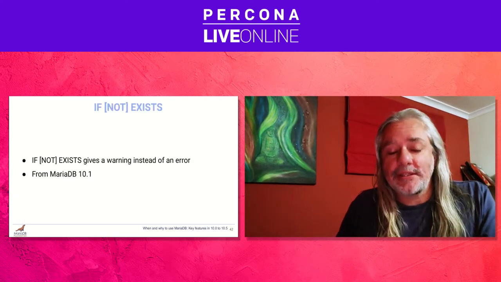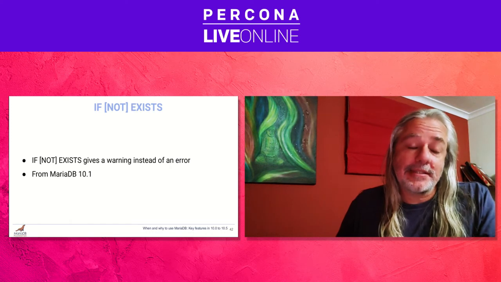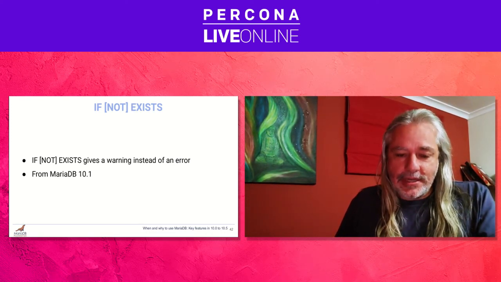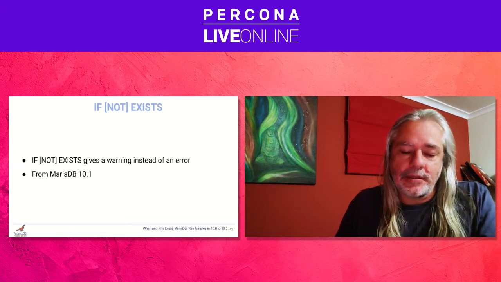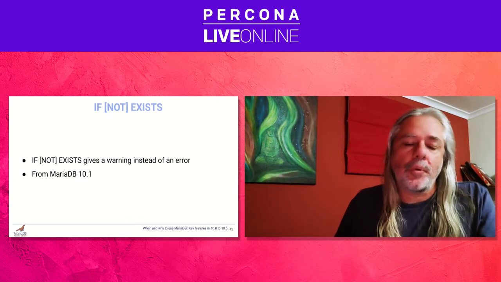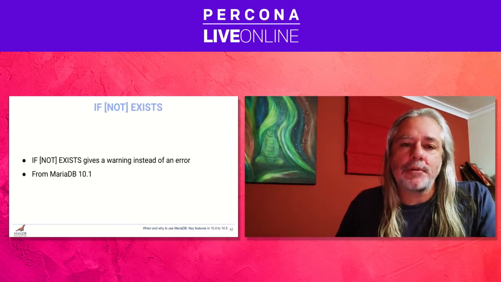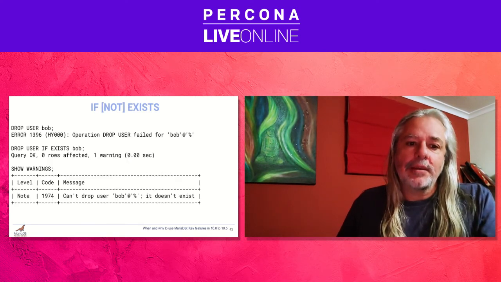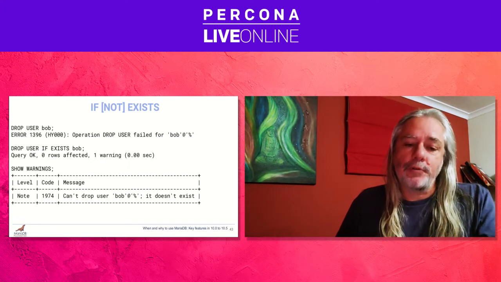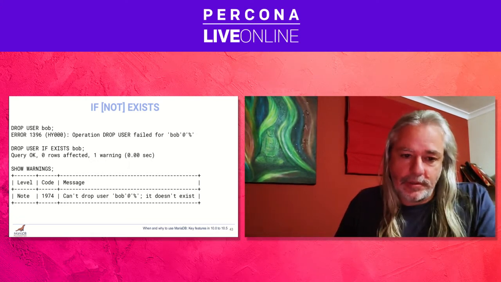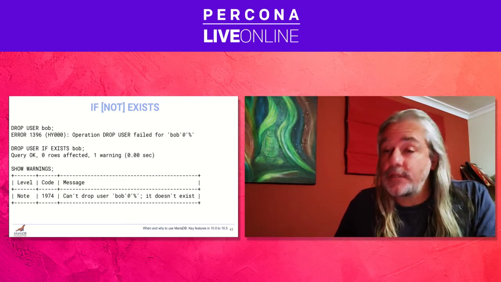Then some SQL syntax moving along. We've got if exists and if not exists. Now, they both are intended to give a warning instead of an error in certain contexts. They've been consistently implemented since 10.1. Before that, they were around, I think, for a few statements, but since 10.1, pretty much every statement that it's applicable to will make use of them. Here's an example. If we drop user Bob and Bob exists, if we drop user, that will give an error because the user doesn't exist, of course.